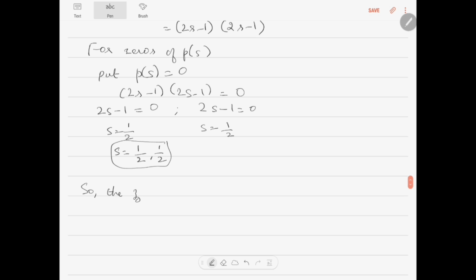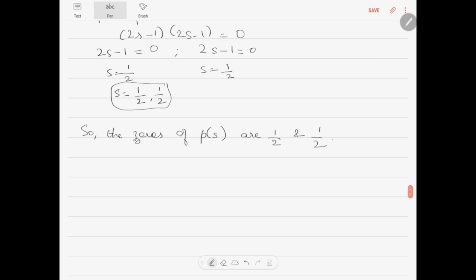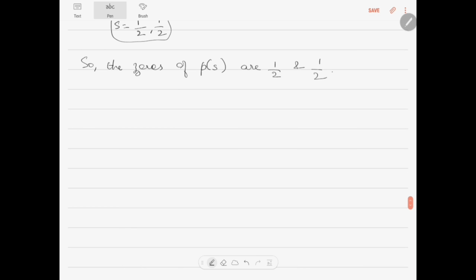So the zeros of p of s are 1 by 2 and 1 by 2. Here we have to now find the sum of its zeros, which is equal to 1 by 2 plus 1 by 2, which is equal to 1.